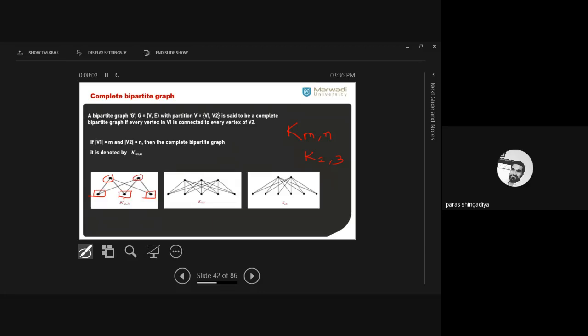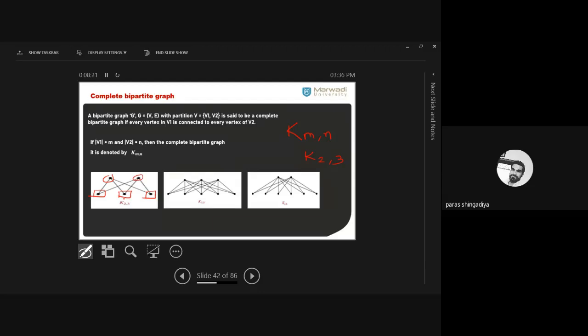The second graph is the shape of K3,5. Here take 3 vertices, 1, 2, 3, and here take 5 vertices. So consider the first vertex and connect it to the opposite 5 vertices. Similarly consider the second vertex, connect it to the opposite 5 vertices, and the third vertex also connects to the opposite 5 vertices.